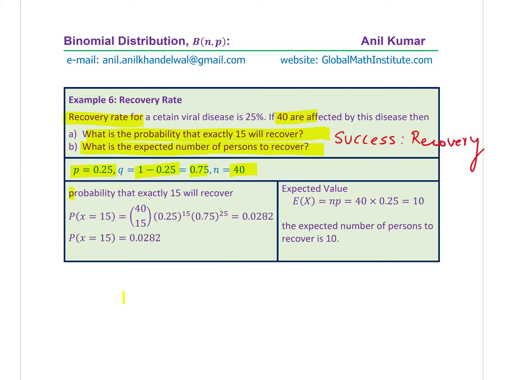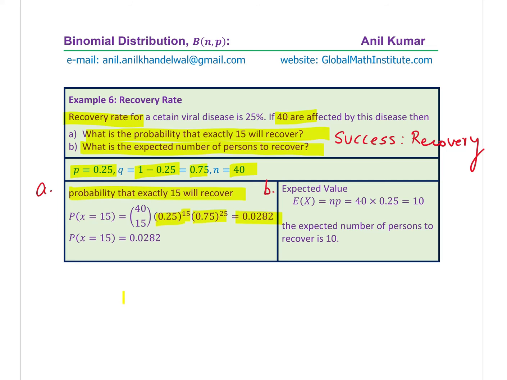Now we need to find the probability that exactly 15 recover. So exactly 15 means 40 choose 15, right? And the probability of choosing one of them is 0.25, 15 of them, power 15. So we apply the multiplicative rule, correct? Independent events, that's the concept. And the rest of them do not recover: 0.75 to the power of 25, correct? Total is 40, and we get our answer, which is 0.0282. So that is how we'll answer part A for this particular question.